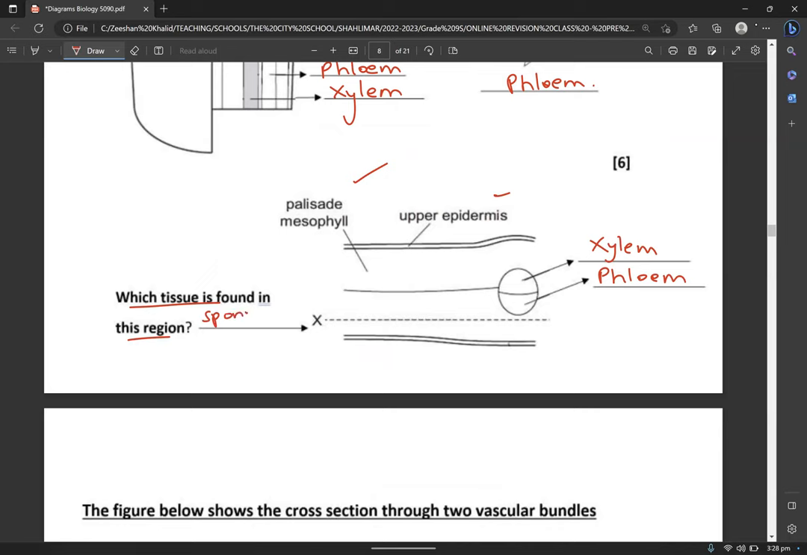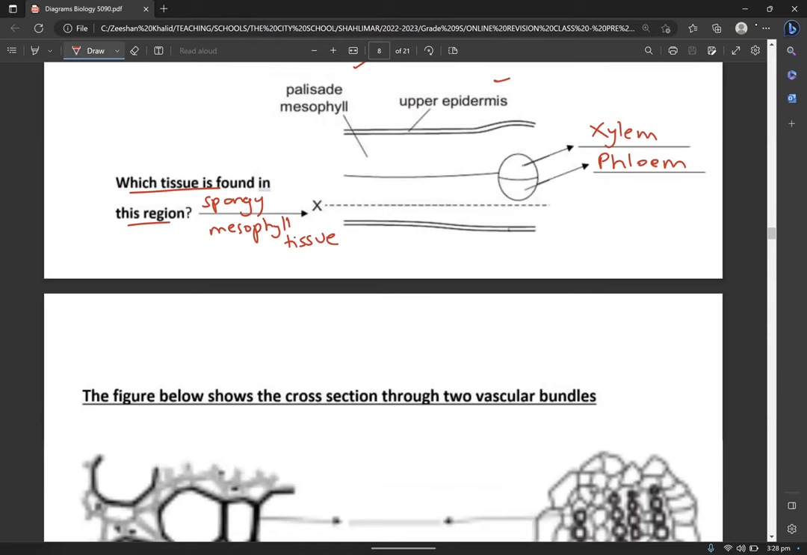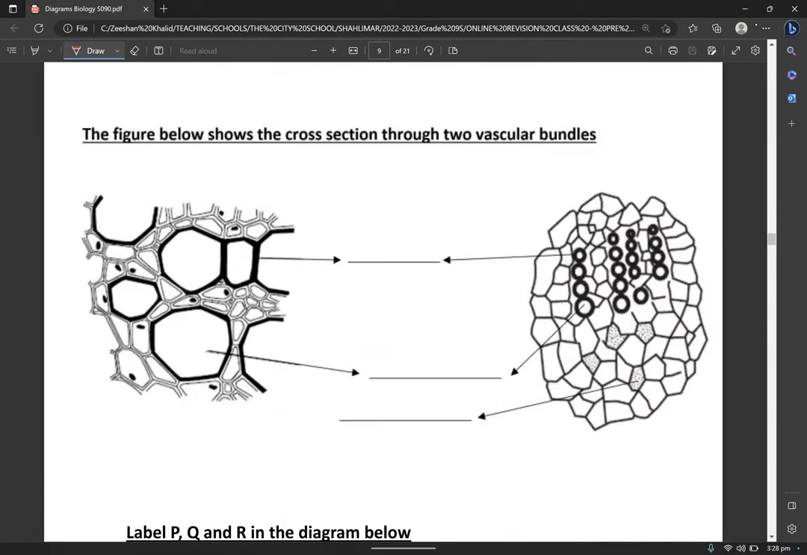Spongy mesophyll tissue. Mesophyll tissue. Again, something similar to the diagrams we saw above. Let's go, the figure below shows the cross section through two vascular bundles.